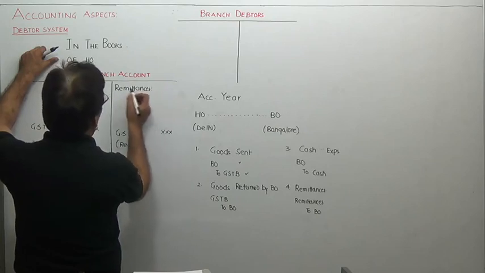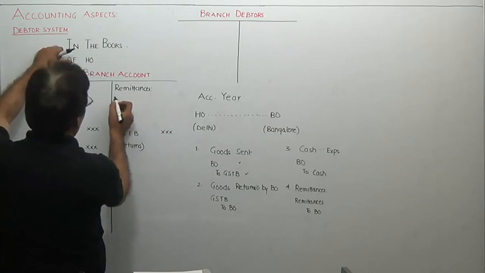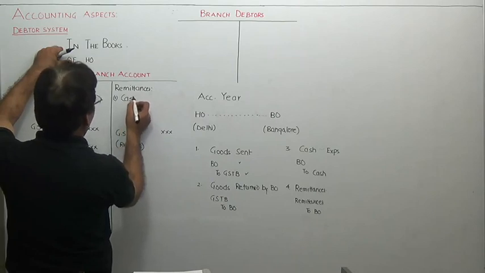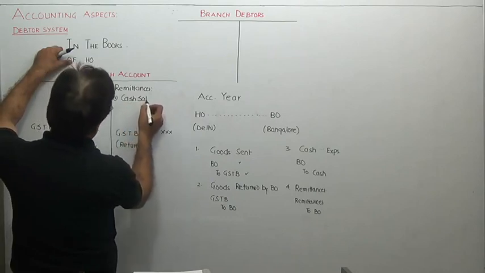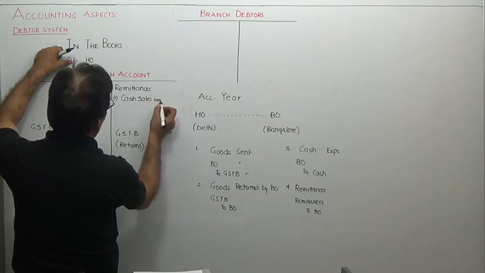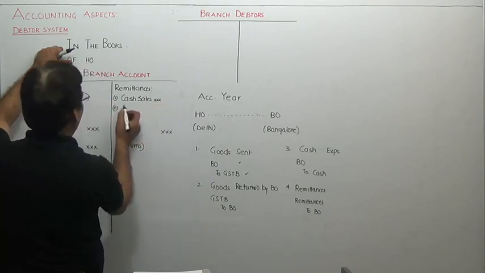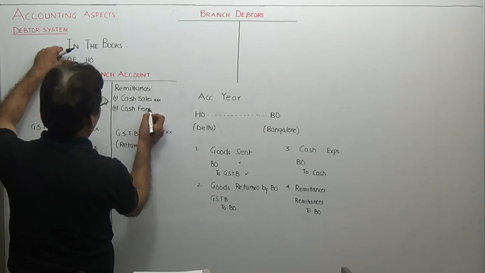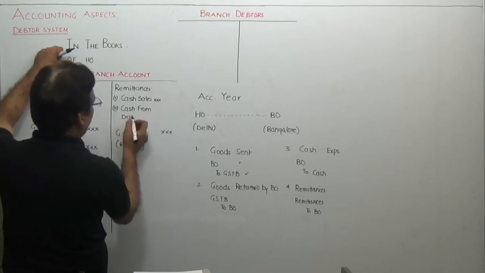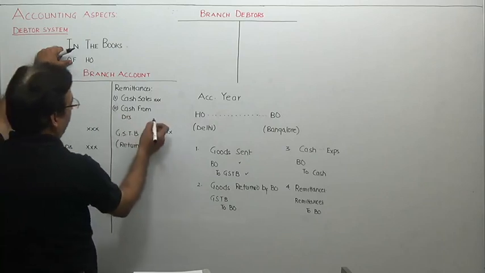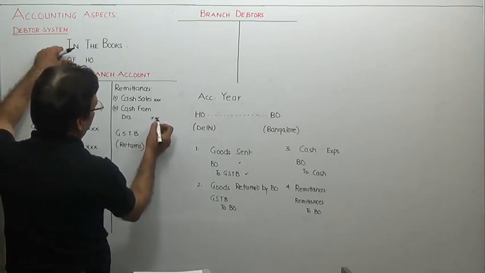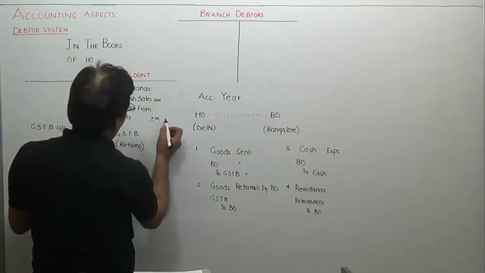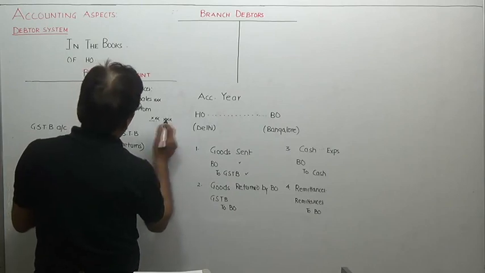As I have already given you a hint, remittances has two significant components. One is cash sales and another one is cash received from debtors. Cash from debtors, not credit sales. Don't write credit sale. Cash from debtors. So, in the imaginary case, branch collected 10 lakh and sent back to head office. So, head office will receive from the branch. So, remittances will figure here.